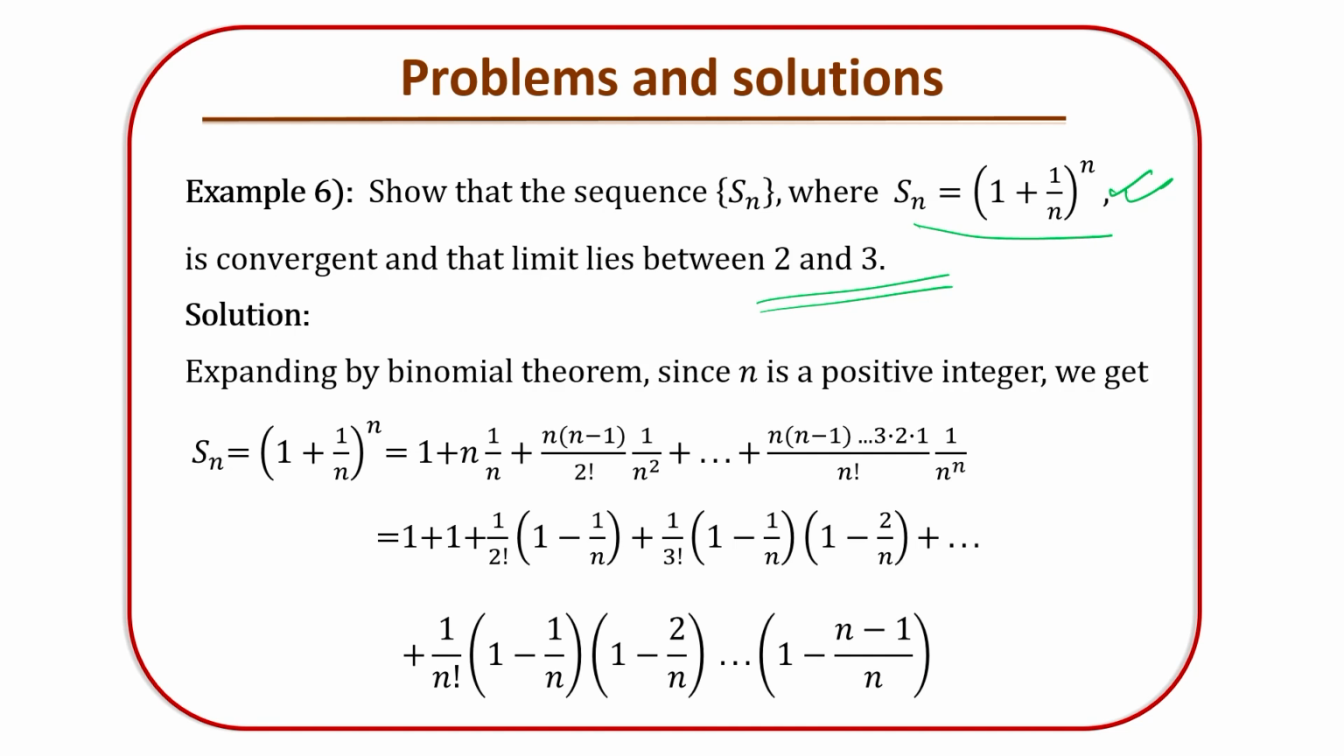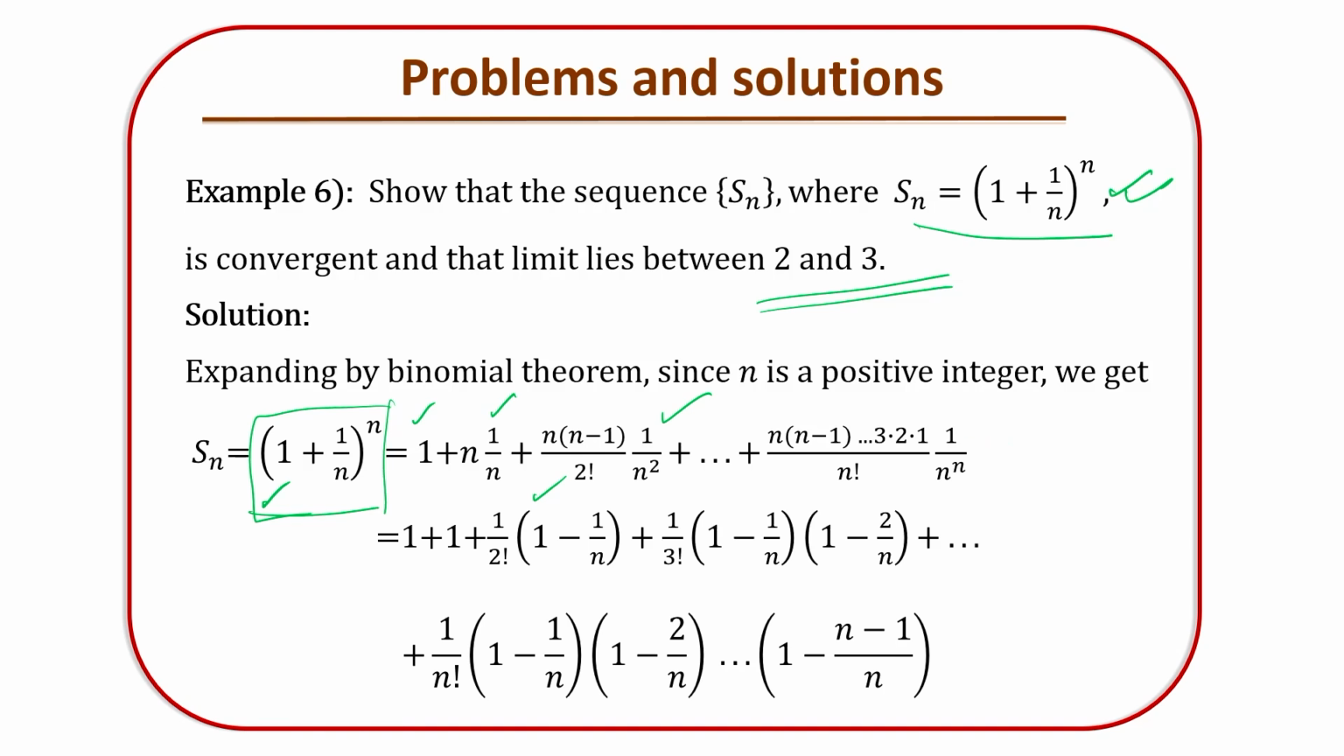So look at the structure of S_n. S_n is given by (1 + 1/n) to the power n. Now using the binomial theorem, I will expand this one. How can I write this? The first term is 1, then n into 1/n the second term, then n(n-1)/factorial 2 times 1/n square, plus n(n-1) dot dot dot 3, 2, 1 over factorial n into (1/n) to the power n.